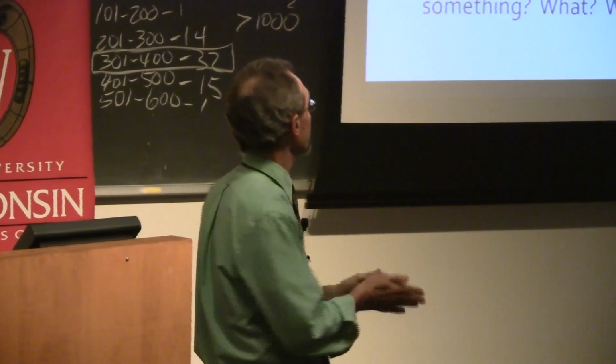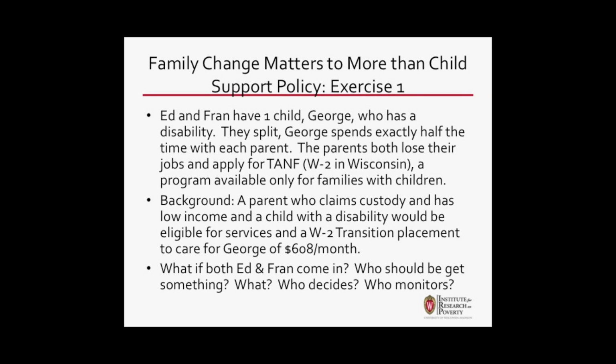So we're going to start with an example; we're up to E and F now. Ed and Fran have a kid, George. George has a disability which matters a little bit for this case, but doesn't really matter in the big scheme. Parents both lose their jobs. They apply for TANF. In Wisconsin, the name of the TANF program is Wisconsin Works, or W-2. This is a program that's only available to families with kids. So I don't have kids. I lose my job. I can't get TANF. That's not available to me. It's for families with kids.